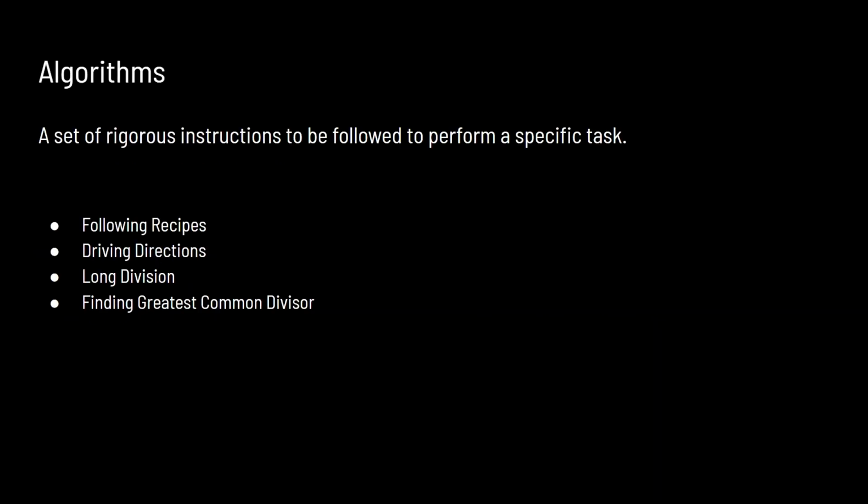So computer programming and algorithms are basically similar terms. An algorithm is just a set of instructions to be followed to perform a specific task. Some examples from your everyday life would be following a recipe. If you follow the recipe, you're going to get the dish out at the end. Driving directions from Google Maps, that's an algorithm: turn left, turn right, go 800 feet, then turn this way. The long division and finding the greatest common divisor that you learned in middle school math. Those are algorithms. They're just steps that get you to a result.